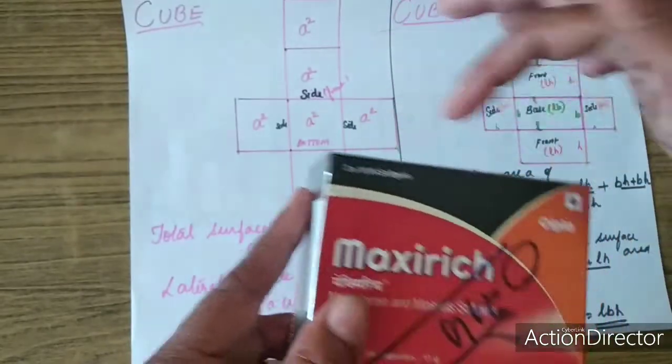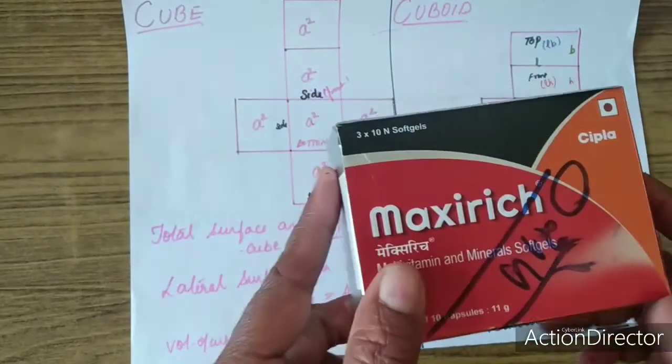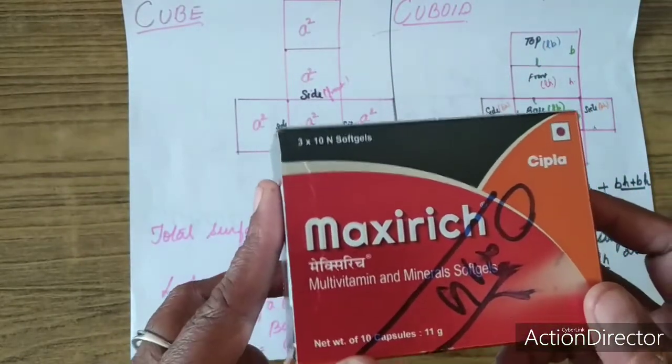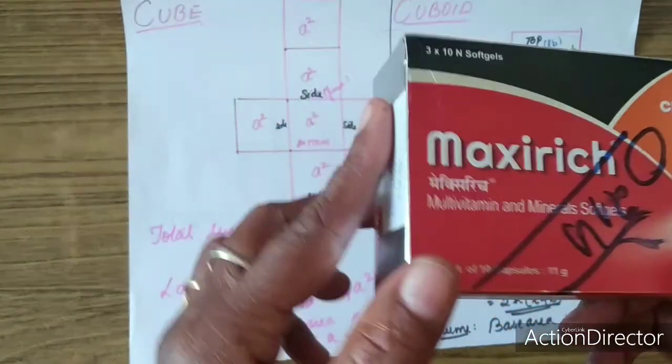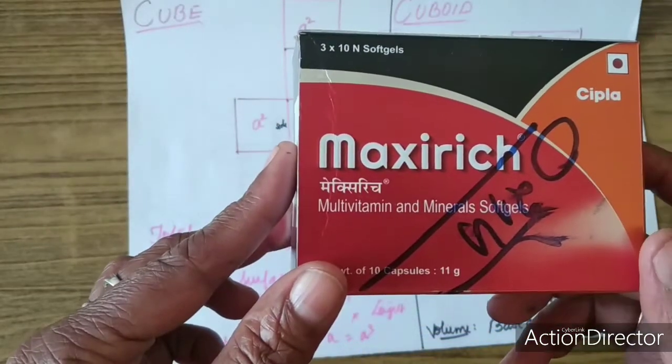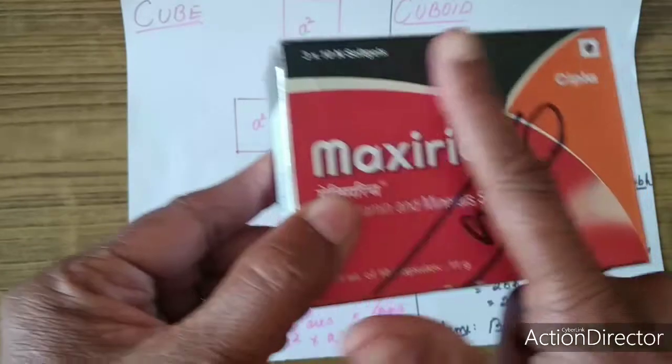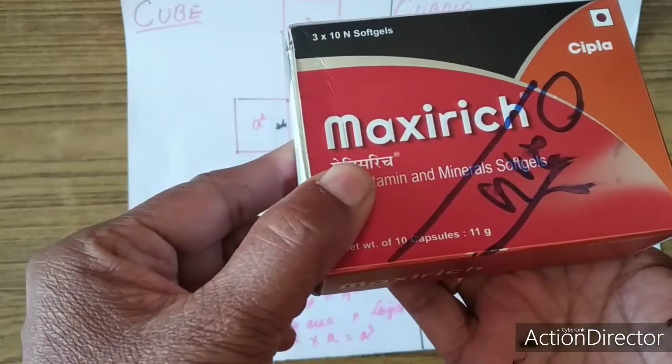So totally by adding all the areas of the cuboid, you are going to get the total surface area. So as I said earlier, curved surface or lateral surface is nothing but excluding this top area and this bottom area.